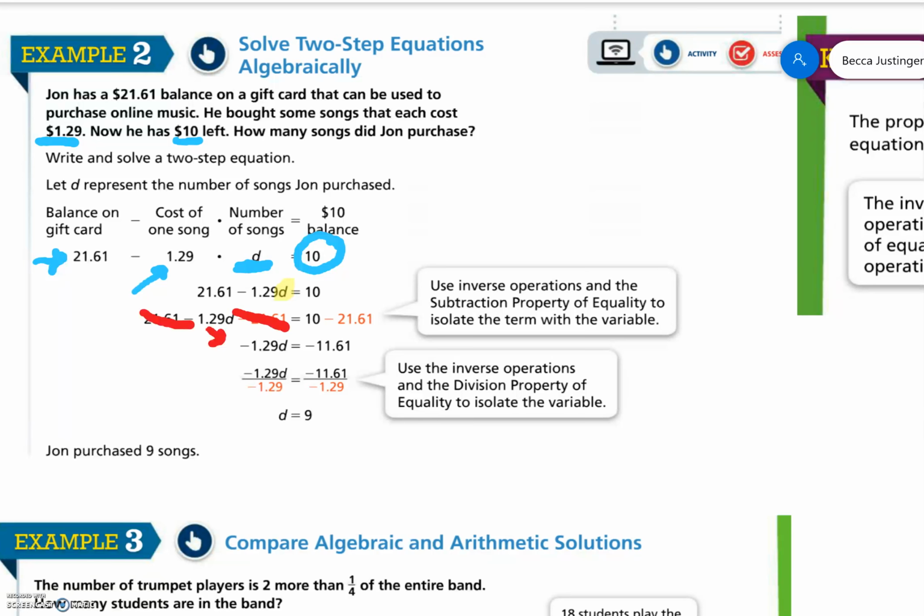Now still trying to solve for D. We got to get rid of that negative 1.29. It's being multiplied by D, so we got to divide it. Cancels out on the left. Divide by a negative is a positive. So D equals 9, which makes sense. Can't download a negative amount of songs. So we're just using inverse operations, subtraction and division.